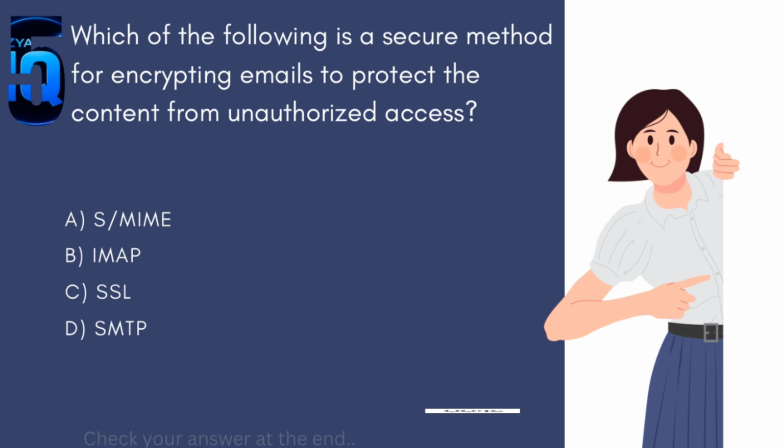So the key takeaway here is that SMIME is specifically designed for email encryption, making it the most appropriate and secure choice among these options. Remember, choosing the right encryption method is crucial for maintaining privacy and security in our communications. Now, I encourage you to check your answer at the end of the slide to see if you selected the correct method for encrypting emails.